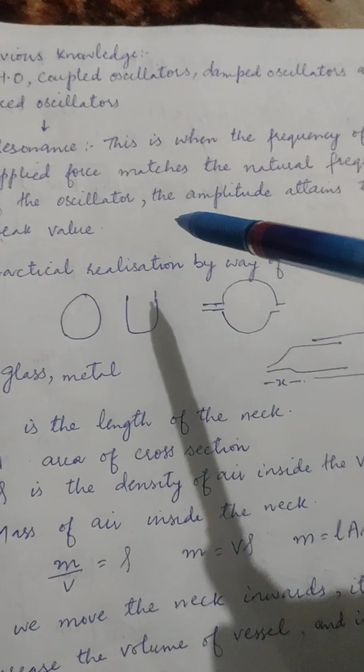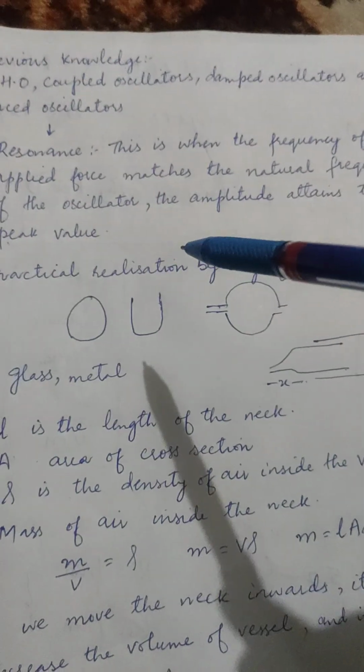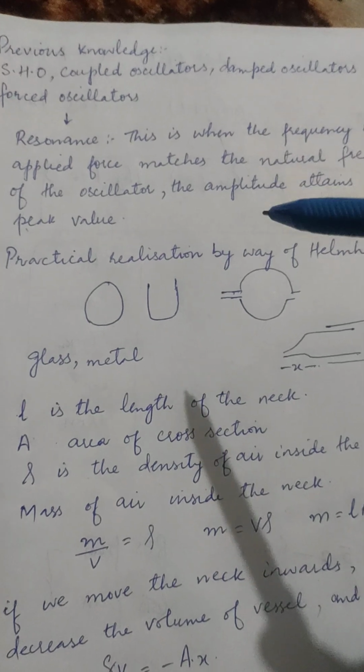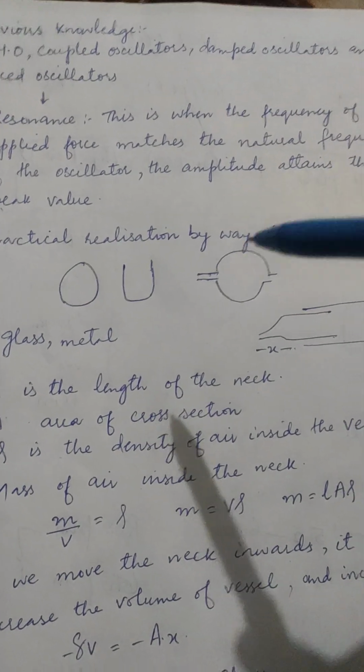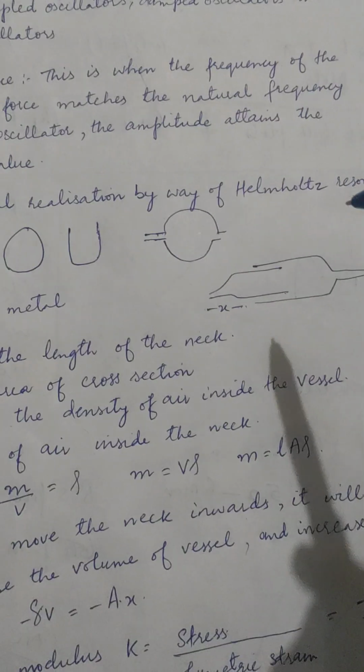At that time, what happens? We know it already that the amplitude attains the peak value. Now, if we want a practical realization of this concept, for that we will have to turn to Helmholtz resonator or Helmholtz oscillator. What is it?